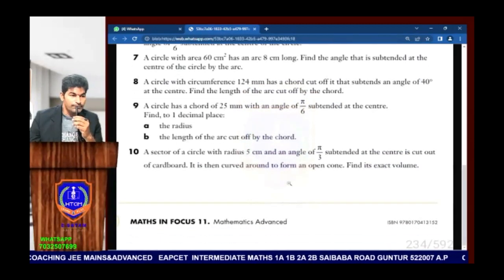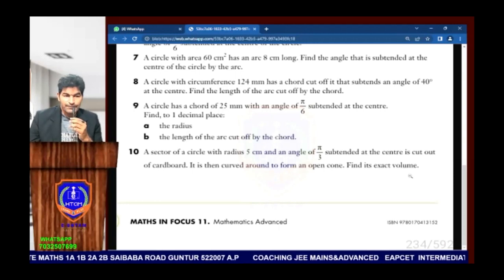Next, the 10th question also. The sector of a circle with radius 5 centimeters. The circle radius is given as 5 centimeters and the angle was pi by 3 subtended at the center, cut off by the cardboard. It is then curved around to form an open cone. That part is turned into a cone. Find its exact volume. So find out this one.